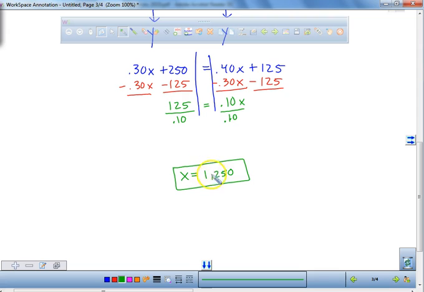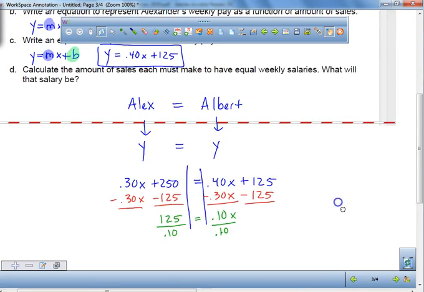So, what does the weekly sales? They have to match the weekly sales. What do they sell? $1,250 and they make the same amount of money. Now the next part is this. It says what?